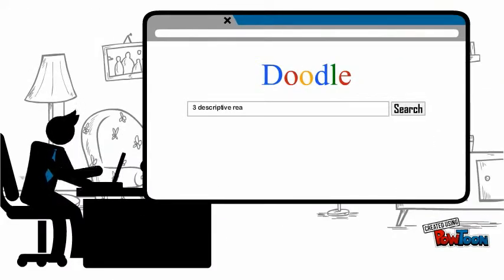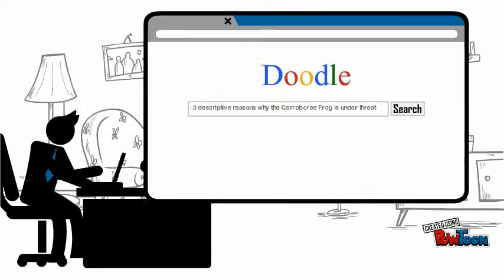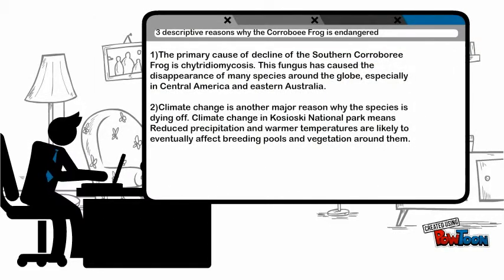Three descriptive reasons why the Corroboree frog is under threat. 1. The primary cause of the decline in the southern Corroboree frog is chytridiomycosis. This fungus has caused the disappearance of many species around the globe, especially in Central America and Eastern Australia.